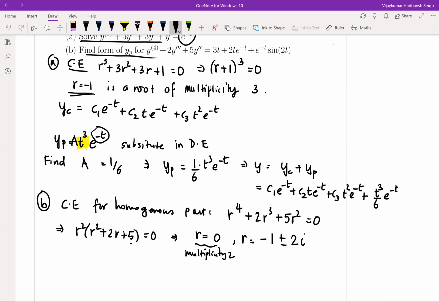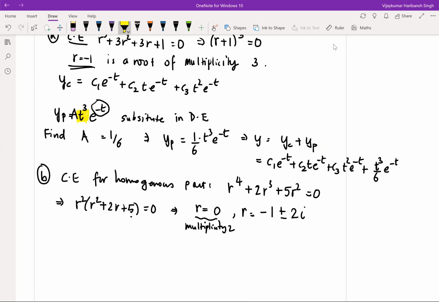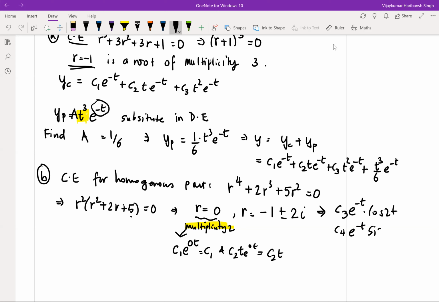So in this case, this will correspond to C1 e to the power 0t, which is C1, and C2 times t e to the power 0t, which is C2 t. This will give us C3 e to the power minus t times cos 2t, plus C4 e to the power minus t sine 2t.